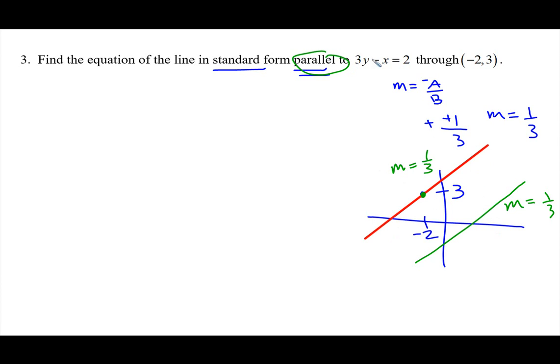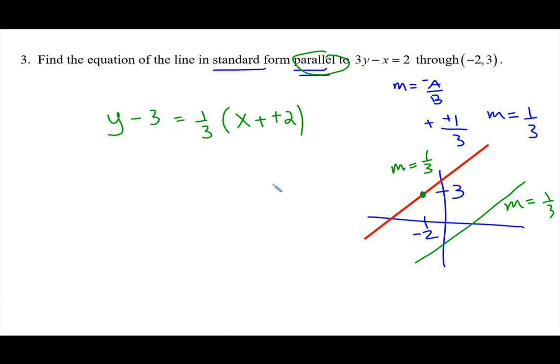That's parallel to this line right here. So we know the slope is 1/3 because it has to be the same, and it goes through the point -2, 3. So let's plug all that information into point slope. So y minus, what's our y value? 3 is equal to, what's our slope? 1/3. All right, because the slopes have to be the same because the lines are parallel. Times x minus, what's our x value? -2. So negative becomes positive.